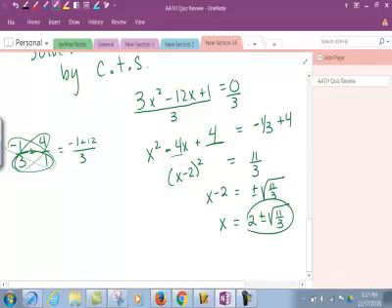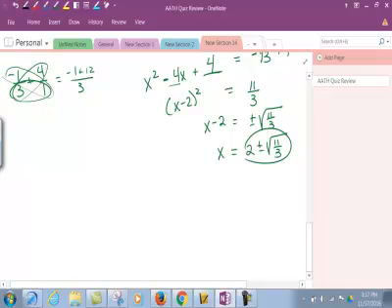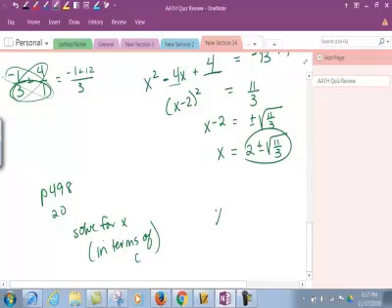Okay? All right, let's go ahead and do a problem. This is page 498, and it is number 20, and we're going to solve for x, and then what it will say in terms of c. So you remember a problem like this: x squared minus 4x plus c equals 0.